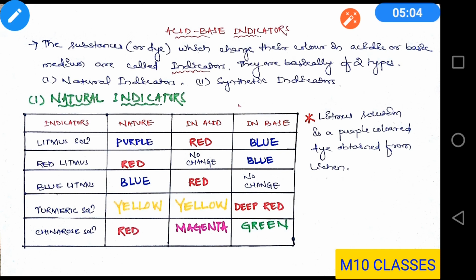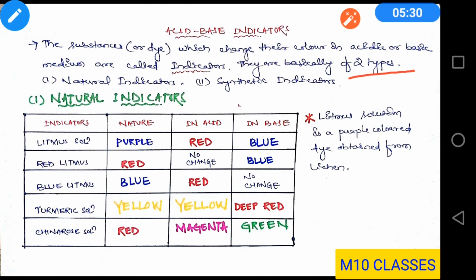So what are you going to use to distinguish between acid and bases? So we are going to use acid base indicators. Now what are those acid base indicators? These are the substances or dye, here dye means color, which change their color in acidic or basic medium. So these are called indicators, and they are basically of two types. One is natural indicator and synthetic indicator.